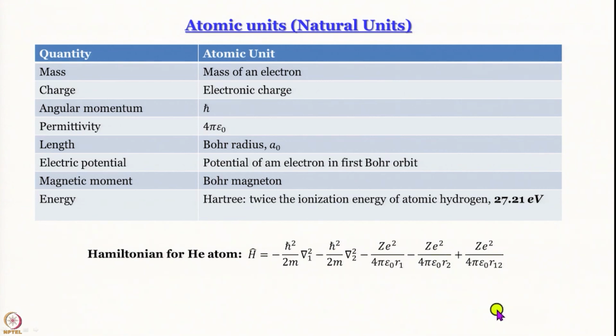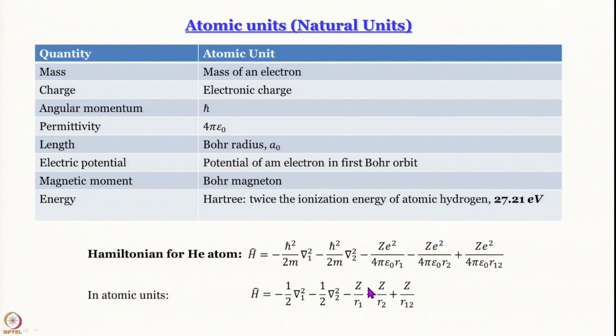Okay, last term, what does it become? Numerator becomes z, denominator becomes r12. So, this is your Hamiltonian for helium atom in atomic units. Hamiltonian is minus half del 1 square minus half del 2 square minus z by r1 minus z by r2 plus z by r12. Okay, remember atomic units.